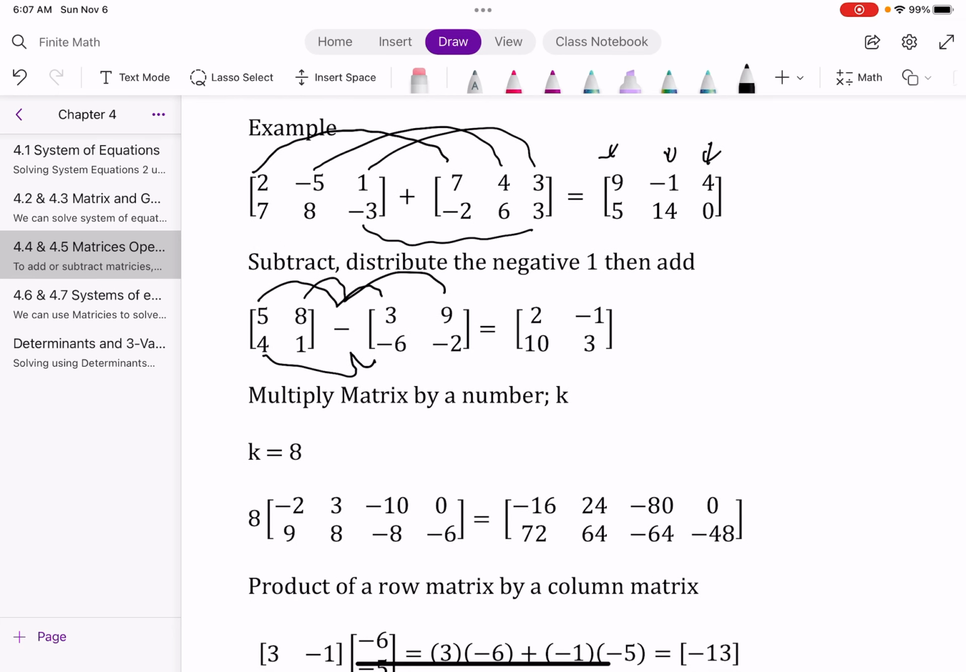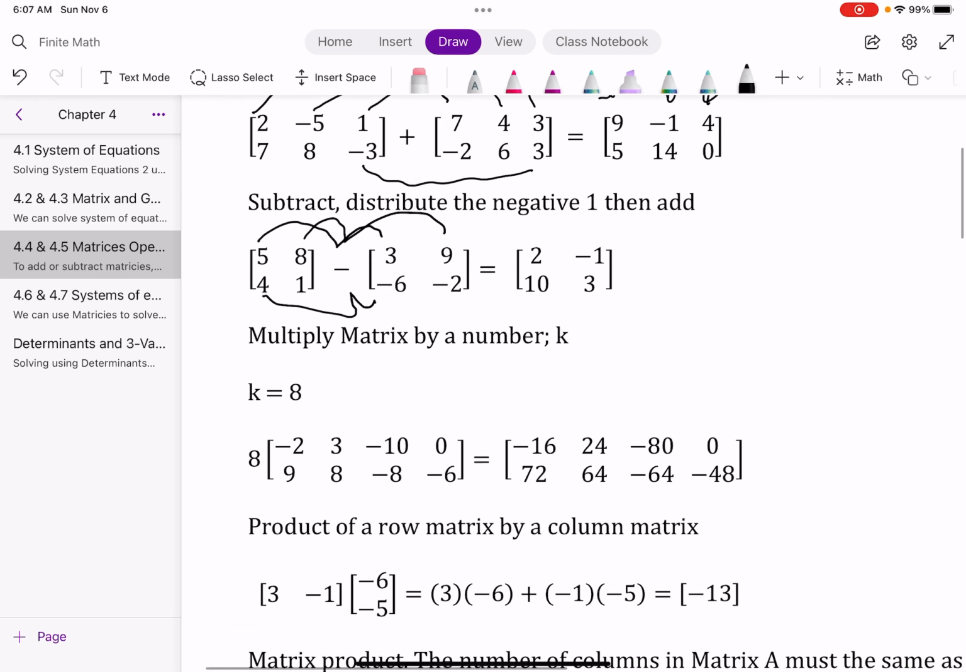To multiply a matrix by a number k, say k equals 8, I basically take the number outside and I distribute it through every number inside, and they stay in their same position. So 8 times -2 is -16, 8 times 3 is 24, 8 times -10 is -80, 8 times 0 is 0, and then we do the next row.